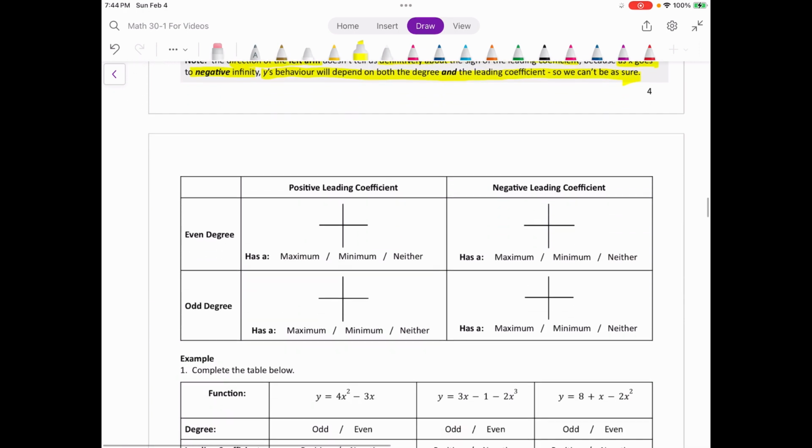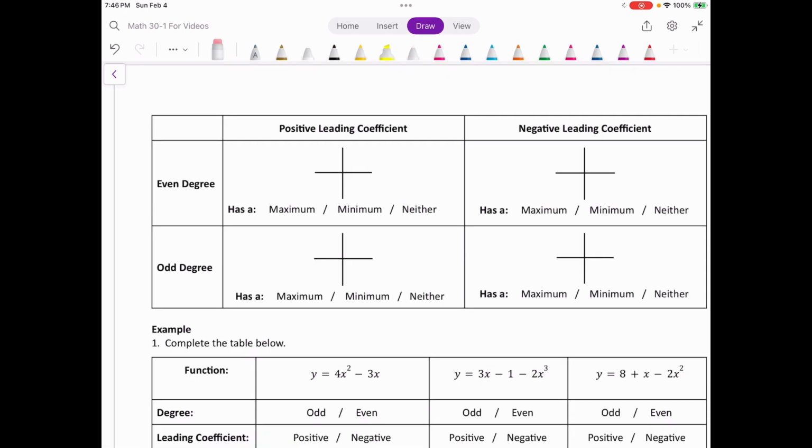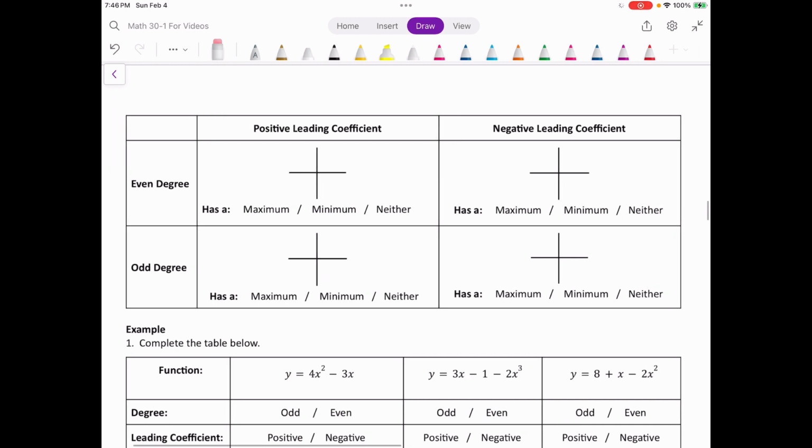All right, let's try this out. Let's see if we can practice it. All right, so let's try applying this here, okay? They want us to sketch these different combinations. So a positive leading coefficient, an even degree, and then negative, even, positive, odd, negative, odd, okay?